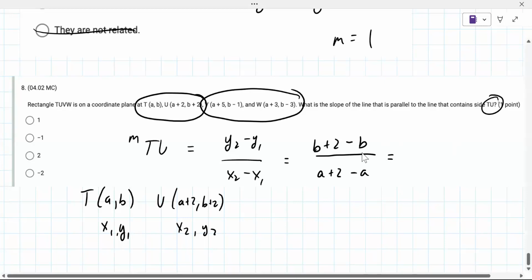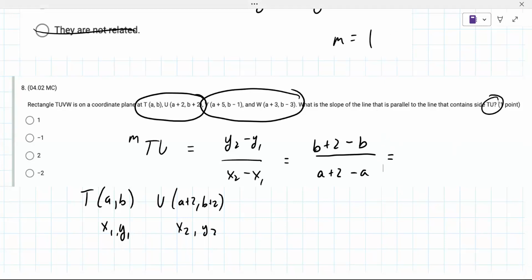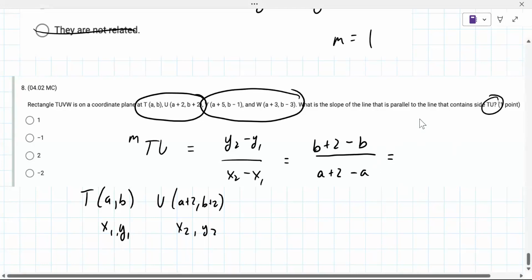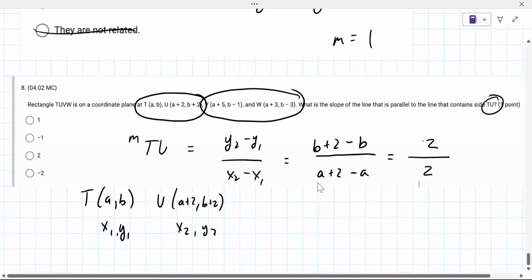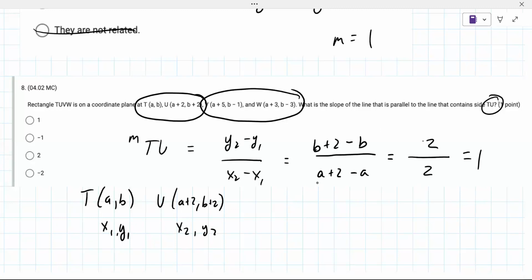What do you have for me here? Still with me, Karthik? Yeah. So b plus 2 minus b is 2, a plus 2 minus a is 2. The b's cancel, the a's cancel, and that becomes just 1.